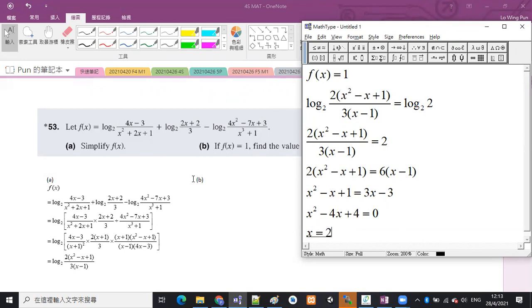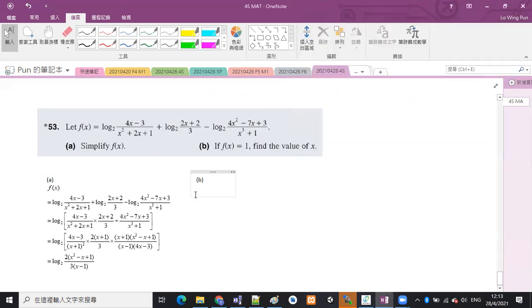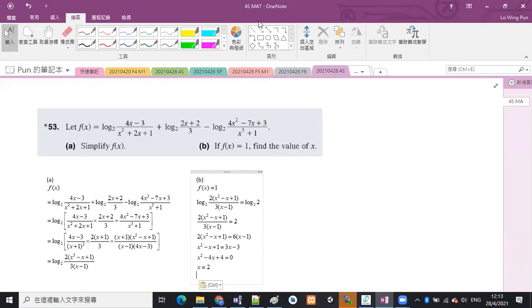Because the original equation has a log, you need to check whether, when you substitute the 2 into the original equation, it will be log of a negative number. Okay, if you have log of a negative number or log 0, then you should reject the answer. But this time, this answer is okay. So 2 is really an answer. It's okay? Okay, so that's all.